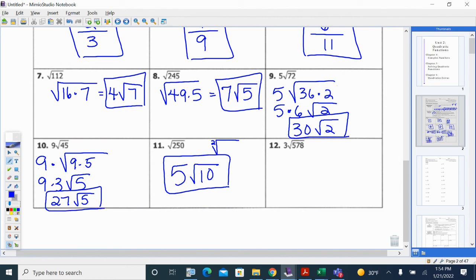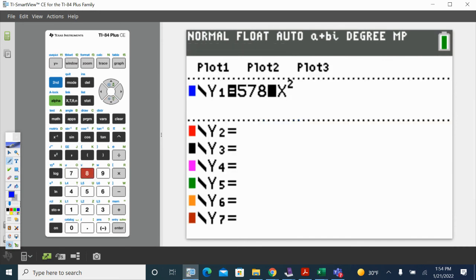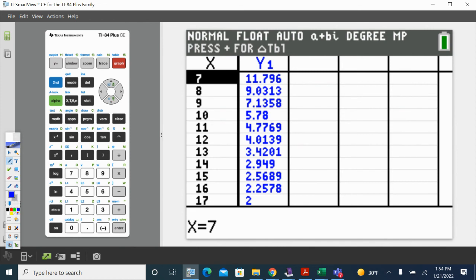But look at number 12. 3 times the square root of 578. This one's going to take me a minute if I try to do this using that old method of taking 578 and starting to divide by perfect squares. So I'm going to use the y equal method on this one. So y equal 578 divided by x squared. Go to your table, second graph.